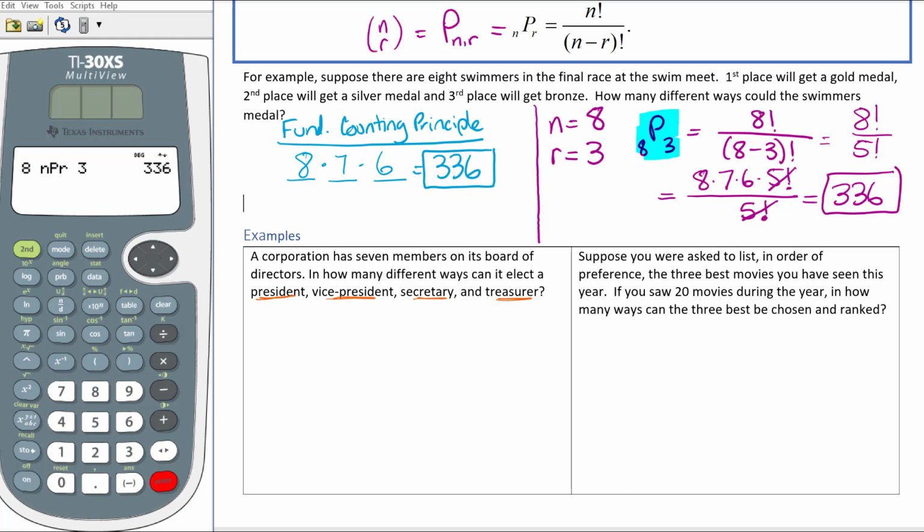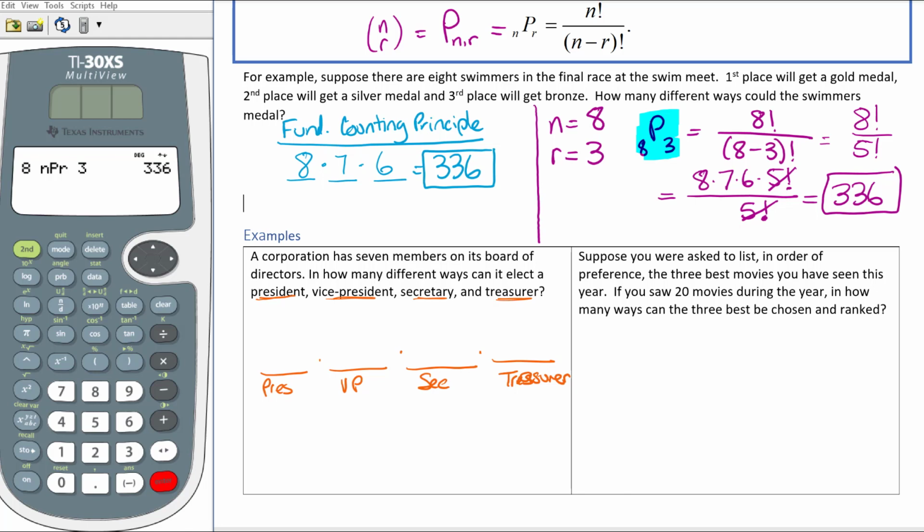If I assign the first slot to be the president slot, the second slot to be the vice president, the third slot to be the secretary, and then the fourth slot to be the treasurer, it doesn't really matter which one I put first, second, third, or fourth. But if I assign one of the spots to be president and one of the spots to be treasurer and so forth, then order is going to matter because everyone has different duties, right?